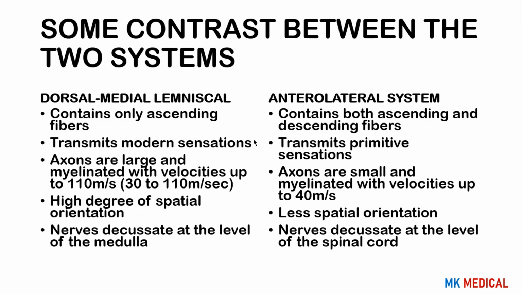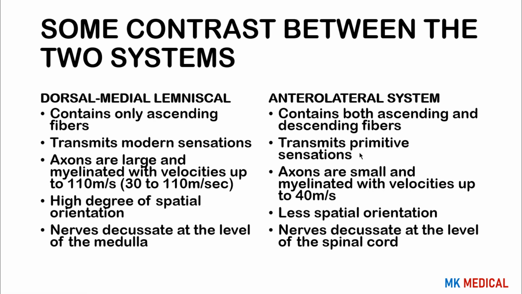So here's some contrast between the two systems. Remember, we have two main systems, a dorsal medial system and an anterolateral system. The dorsal medial system is only going to consist of sensory fibers. So it's only going to contain ascending fibers, while the anterolateral system is going to consist of both ascending and descending fibers. So it means it's going to consist of both sensory as well as motor fibers. The dorsal system, on the other hand, is going to be transmitting motor sensations. We'll talk of the different sensations which are carried in the dorsal system. And then the anterolateral system is going to be transmitting primitive sensations.